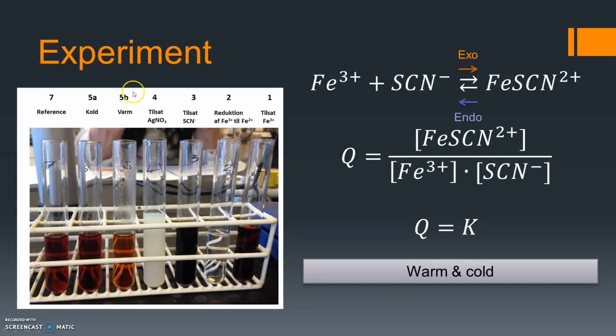And in 5B, we warmed it up, meaning that the equilibrium would like to minimize the stress by cooling down again. And doing the endothermic reaction, which meant that there was a decrease here in the products, and of course that the solution would thereby become less red.